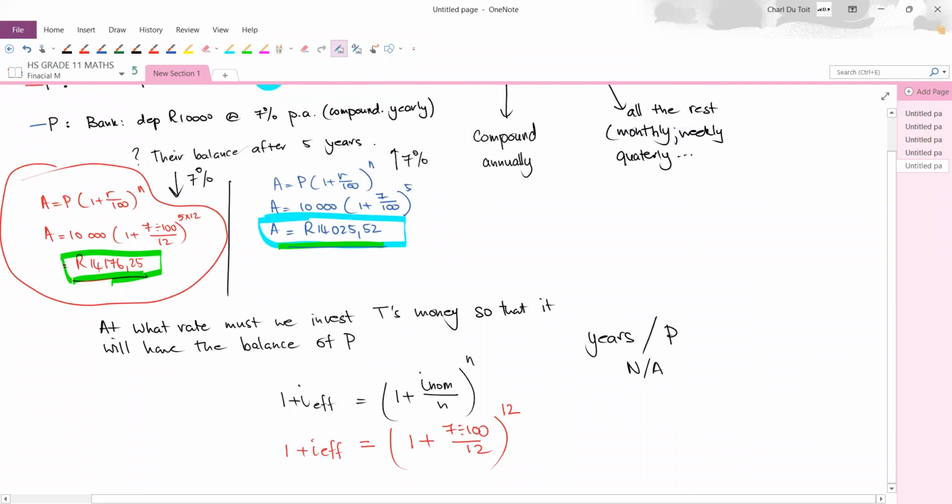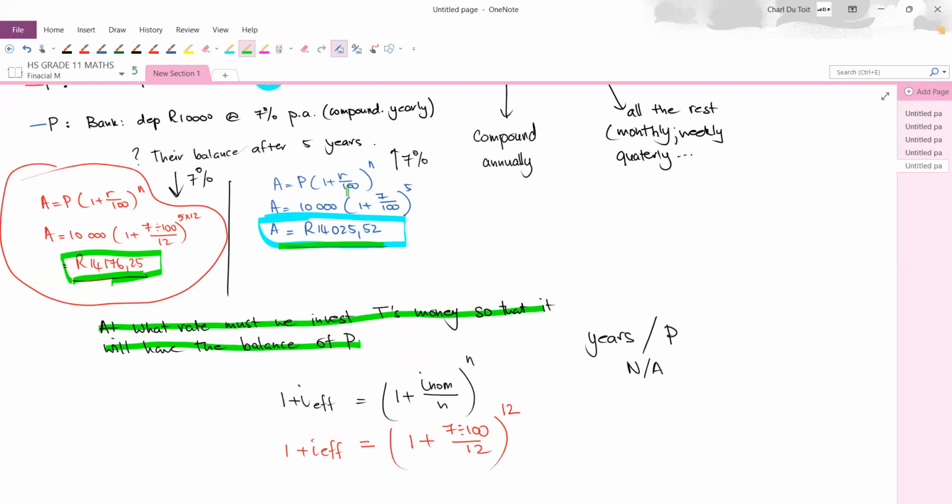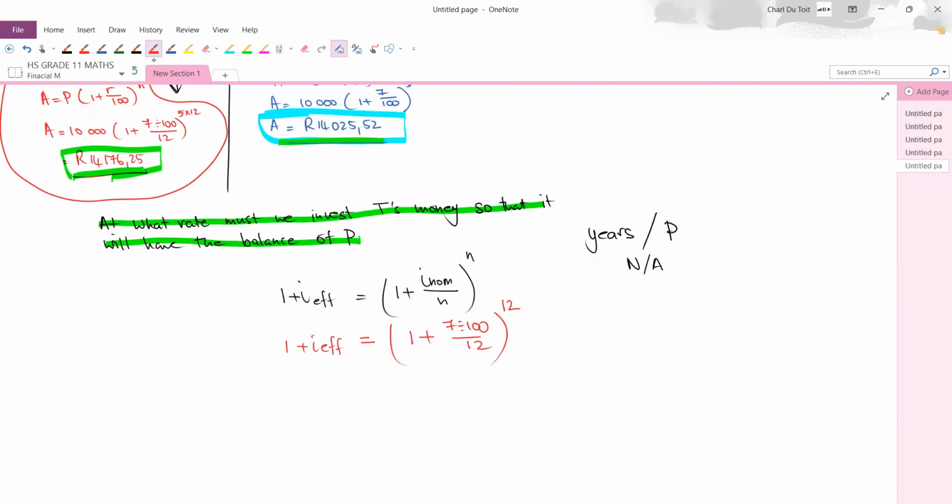So I'm asking again, at what rate should we invest Tatu's money so it will yield the same balance as Peter's money? We'll have to lower that 7% because at the moment it's yielding 14,176. It must only yield 14,025 Rand. So we must lower that 7% slightly. So let's fill in these values.